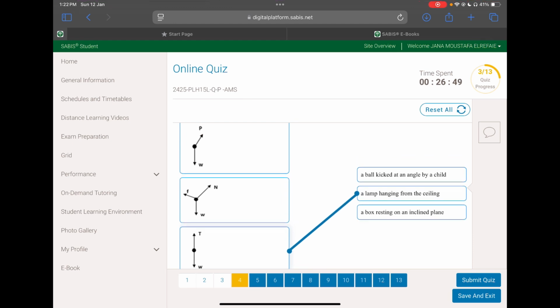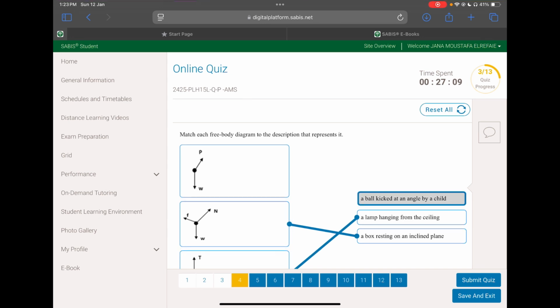Here we have F is friction, N is normal force, and W is weight. A box resting on an inclined plane, because the friction of the box is going along the incline, and the normal force is the resting, and W, which is weight, is dragging it to the center of the earth. A ball kicked at an angle by a child, because the push of the ball is going at a specific angle because it's getting kicked by the child and the weight is pulling it back.